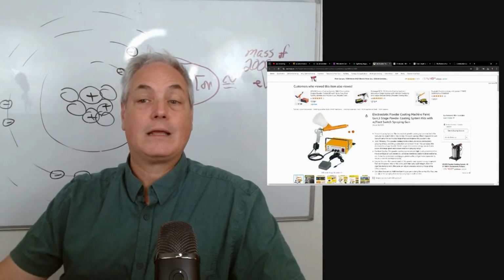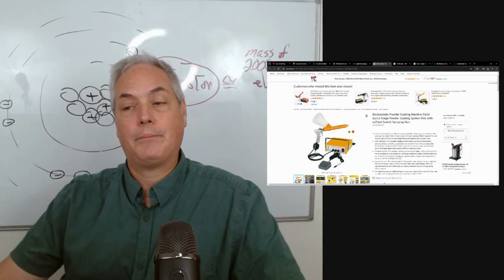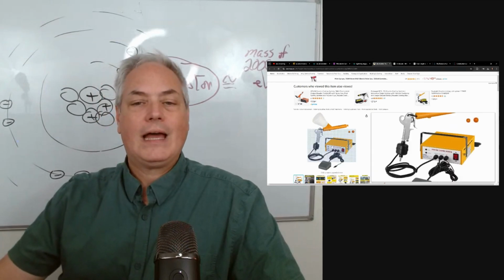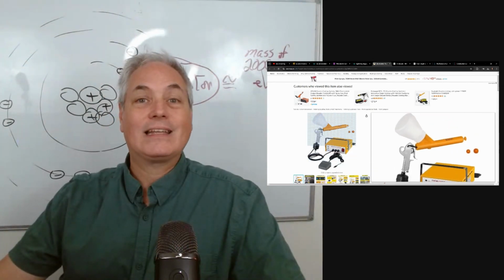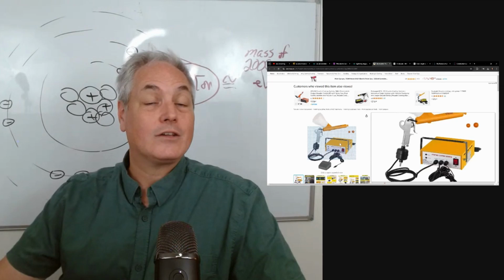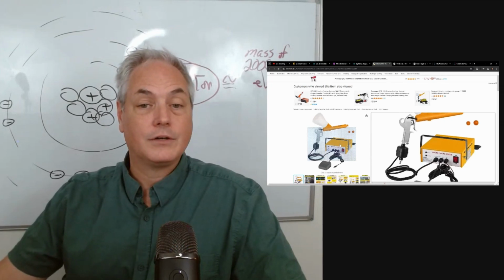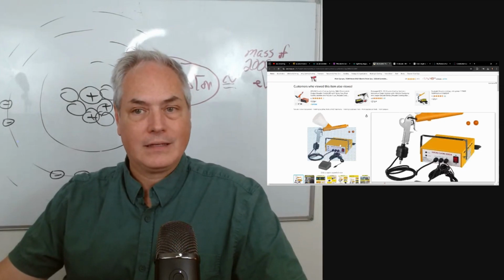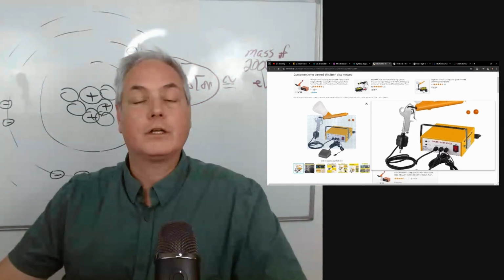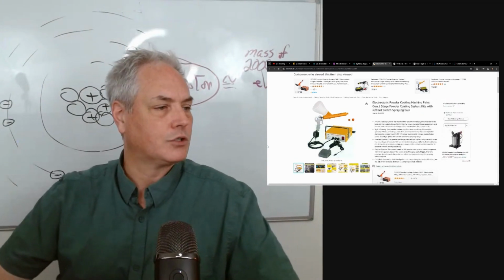There you go. Electrostatic powder coating machine, a paint gun. So here we have a machine that gives paint, but we're putting charges on the droplets of paint, or the particles of paint, that we want to put on an object. So let's see how it works.